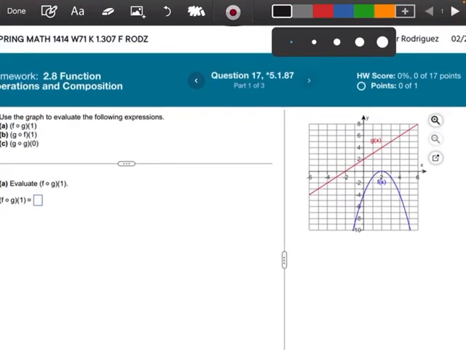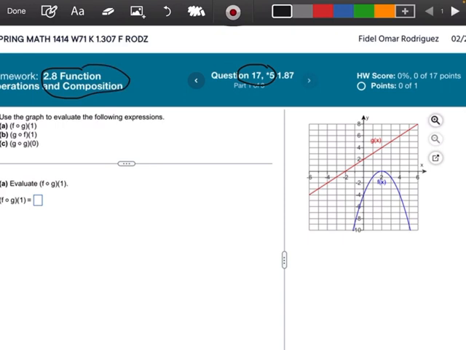All right, y'all, this is number 17 out of the homework for 2.8. One of our classmates asked me if I could help them with this problem here. So I'm going to walk you through the process and how I would do this problem. I want y'all to notice a couple of things. F is my blue function, that's my function F, and the red one is my function G.